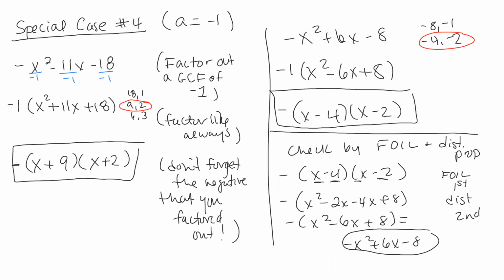So this is a little wacky. It doesn't happen too often, but be on the lookout for it. If a is -1, you can't just jump into factoring. Your signs will all be wrong. You have to factor out the negative first and then proceed with your factoring, okay?